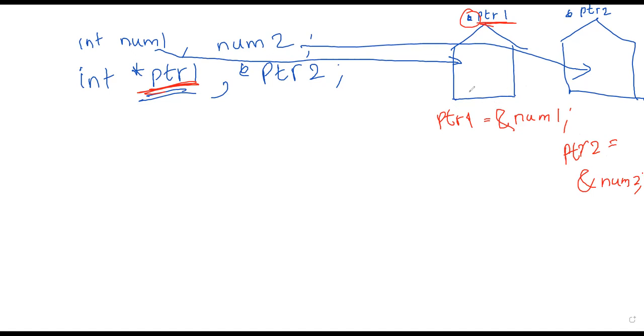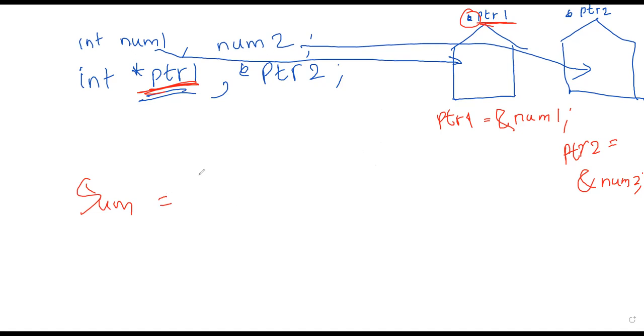Actually, ptr1 stores the address of number one, and ptr2 stores the address of number two. After that, you are assigning these two pointer variables for your variables. Now you can printf and get the summation of these things. Finally, you can get the sum.